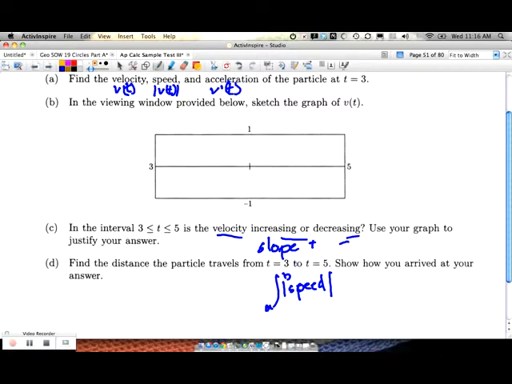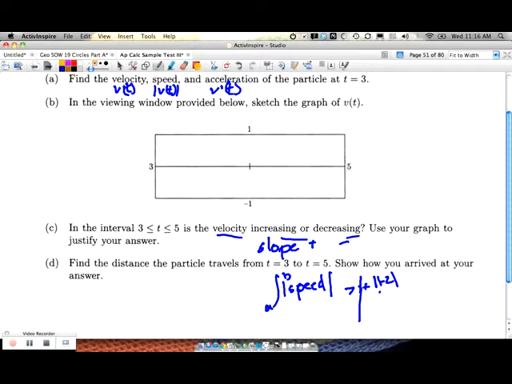We have to take the absolute value of velocity because if we're talking about distance traveled, let's say I went 7 units up and then 2 units back. I didn't travel 5, I actually traveled 9. I have to add them together. So even though this is 2 units negative, we've got to do the absolute value of it.